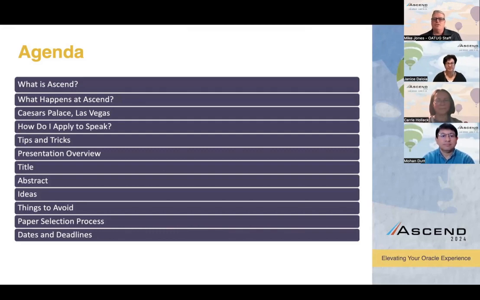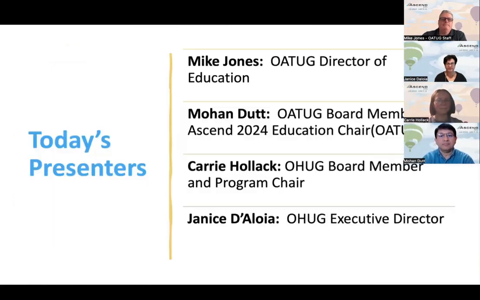Talk about some tips and tricks. We'll talk about the overview, what we're expected of your presentation, especially if you get selected. Catchy titles, abstracts, some ideas, of course, things to avoid when you submit. And we'll quickly talk about the selection process, how that works, how our members vote for sessions. And then we'll talk about the dates and deadlines for selecting papers if you want to speak at Ascend.